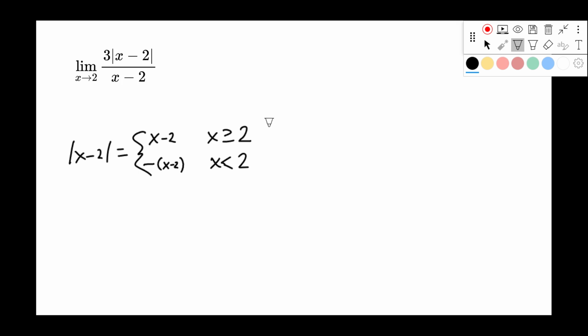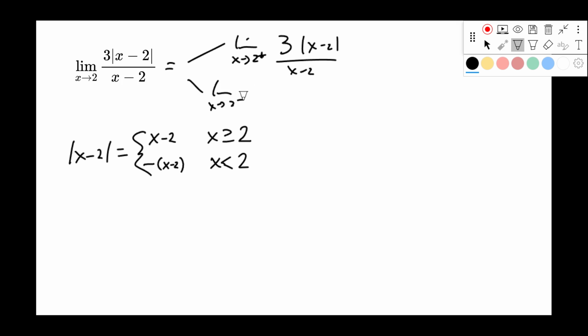So now, again, 2 is where this graph changes from one piece to the other. So I'm going to have to split this limit up into two different pieces. I'm going to have to try the limit as x goes to 2 from the right of 3 times the absolute value of x minus 2 over x minus 2. And then the limit as x approaches 2 from the left of 3 absolute value x minus 2 over x minus 2.